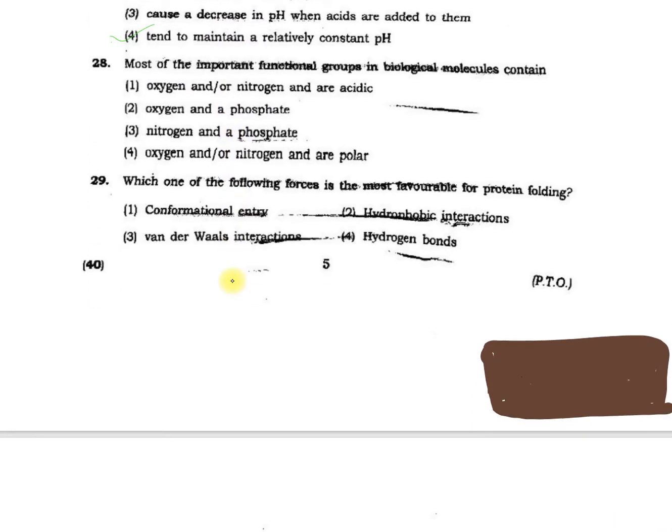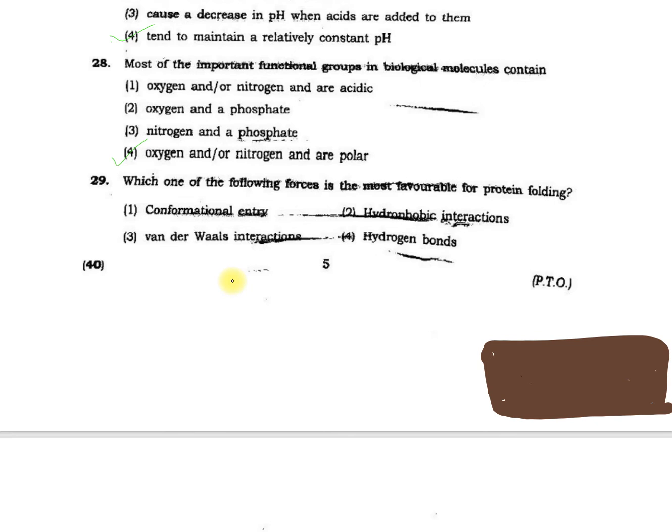Question number 28. Most of the important functional groups in biological molecules contain option 1, oxygen and or nitrogen and are acidic. Option 2, oxygen and a phosphate. Option 3, nitrogen and a phosphate. Then the option 4, oxygen and or nitrogen and are polar. So here the correct one is the option 4, oxygen and or nitrogen and are polar.